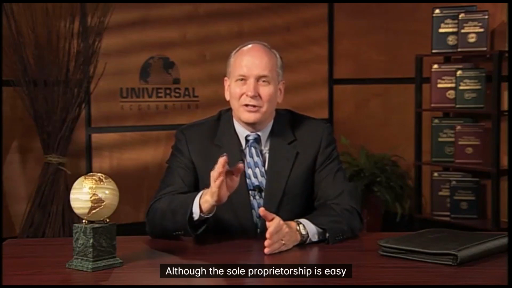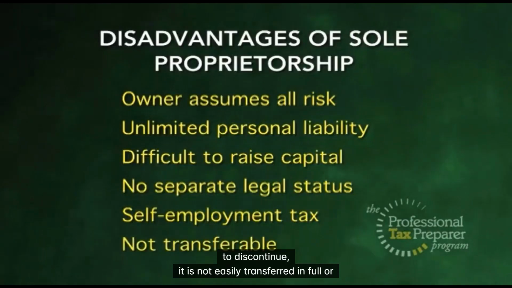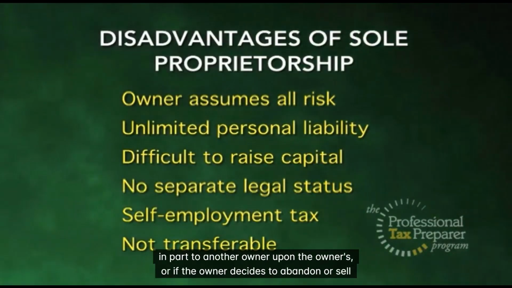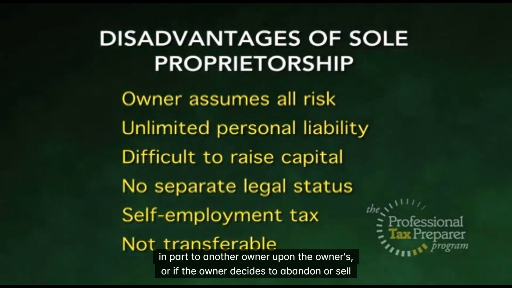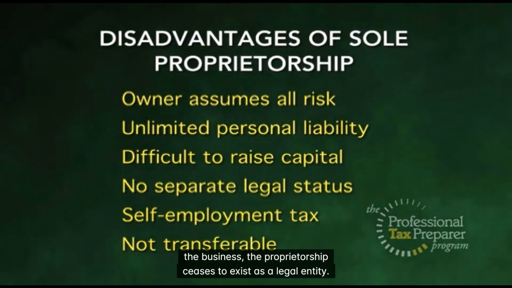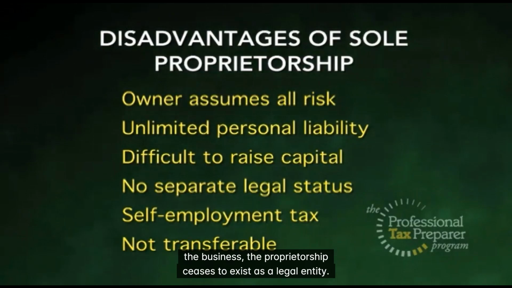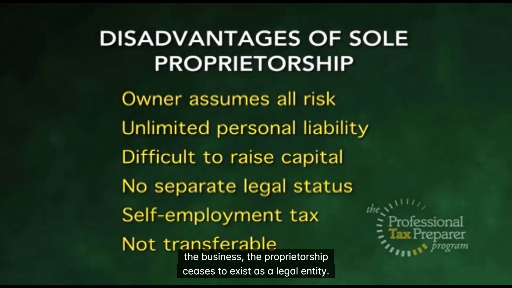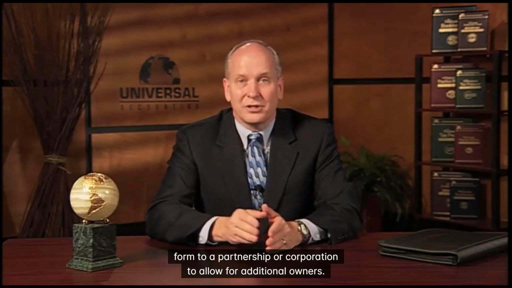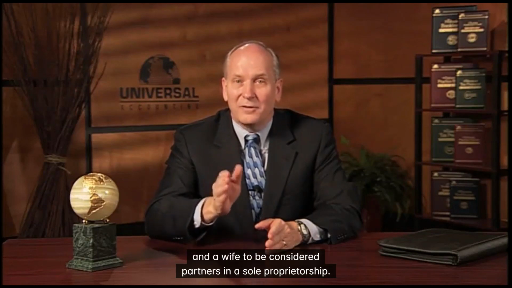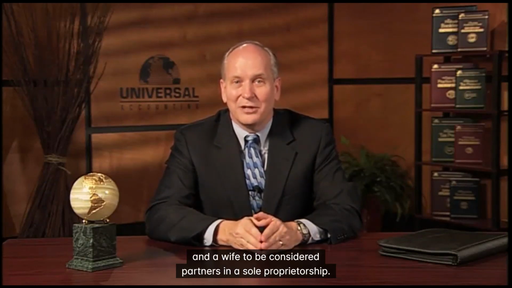Although the sole proprietorship is easy to discontinue, it is not easily transferred, in full or in part, to another owner. Upon the owner's death, or if the owner decides to abandon or sell the business, the proprietorship ceases to exist as a legal entity. As the business grows, the owner may wish to change its legal form to a partnership or corporation to allow for additional owners. However, it is possible for a husband and a wife to be considered partners in a sole proprietorship.